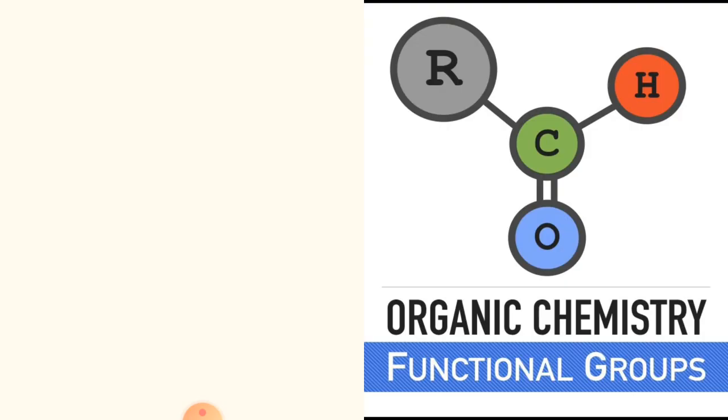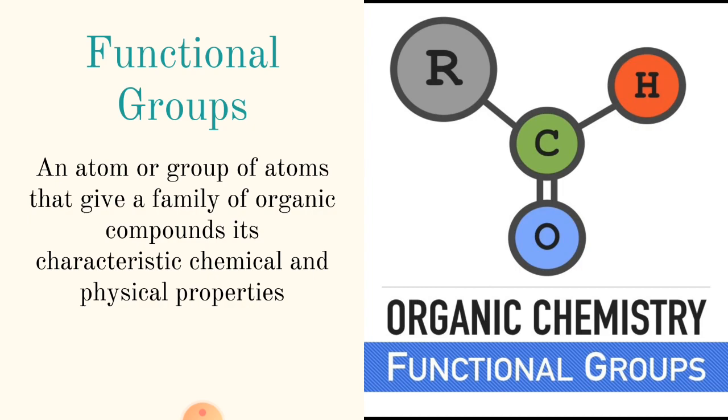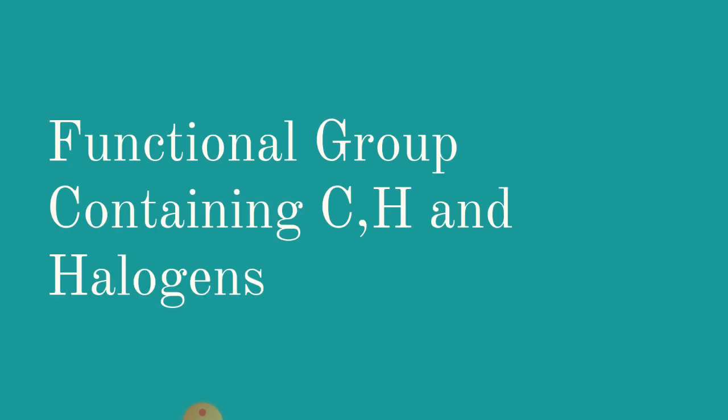So what are functional groups? We read about them in our previous lecture that these functional groups are an atom or a group of atoms that give a family of organic compounds its characteristic chemical and physical properties. So in today's lecture we will study about three families of organic compounds having a certain functional group in them. First we will study about the functional group containing carbon, hydrogen and halogens.